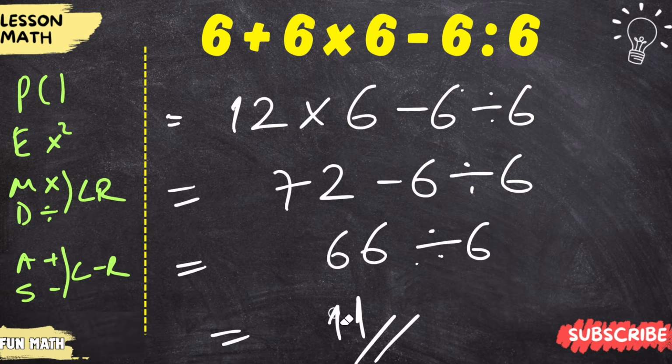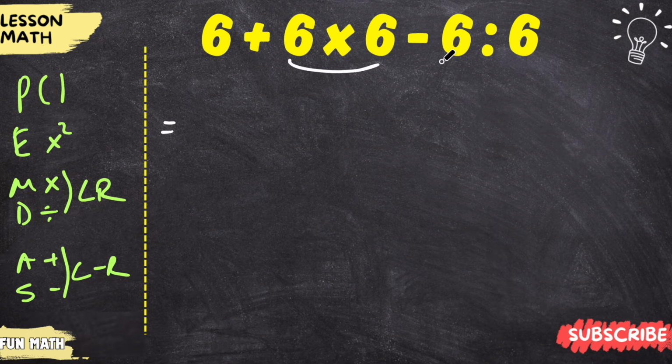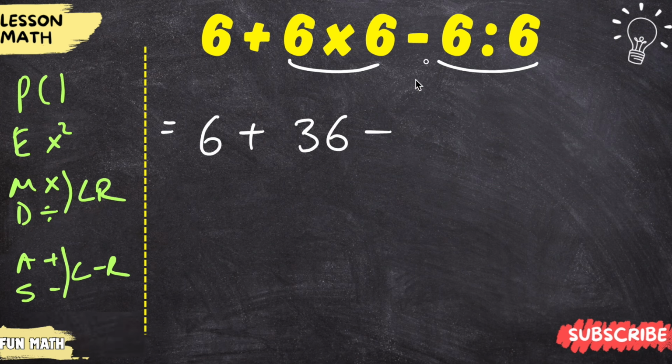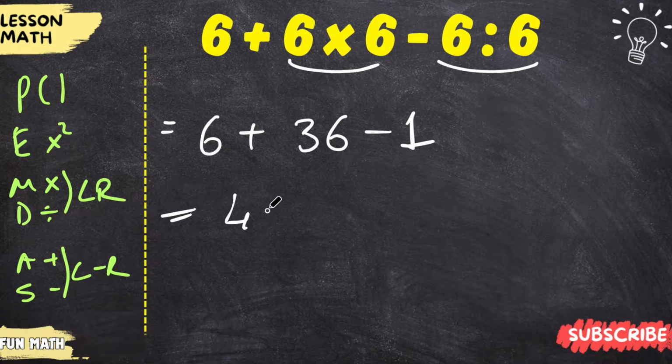Now, let's solve the question using these rules. First, we multiply and divide. 6 times 6 equals 36. 6 divided by 6 equals 1. Now we add 6 plus 36 equals 42. Finally, we subtract. 42 minus 1 equals 41.